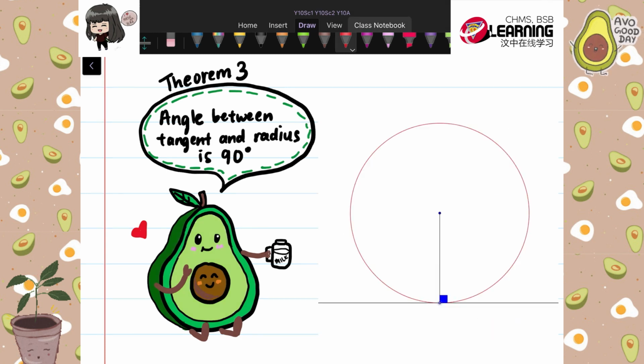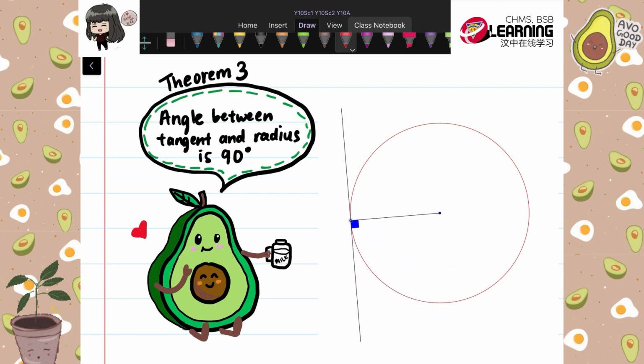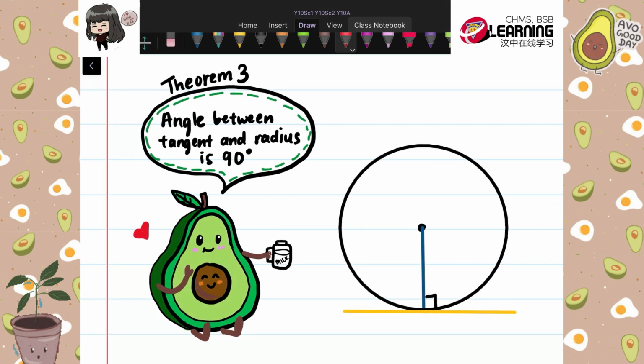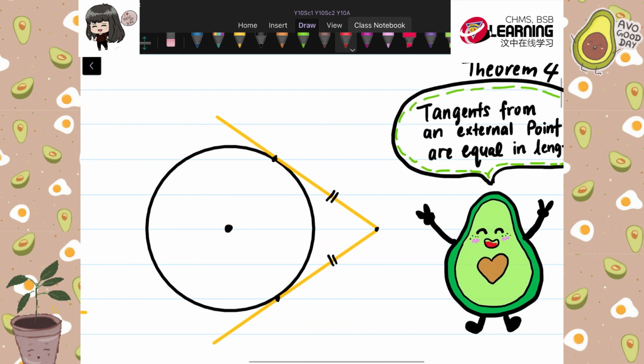So now you look at here, this is your tangent line and this is your circumference. So tangent line touch at this circumference at one point, and this is radius, and these two lines make an angle of 90 degree. Okay, so look at this. Okay, it's 90 degree, always 90 degree in between these two lines, which we call radius and tangent. So angle between tangent and radius is always 90 degree. So that's Theorem 3, easy, right? Okay, let's look at Theorem 4.